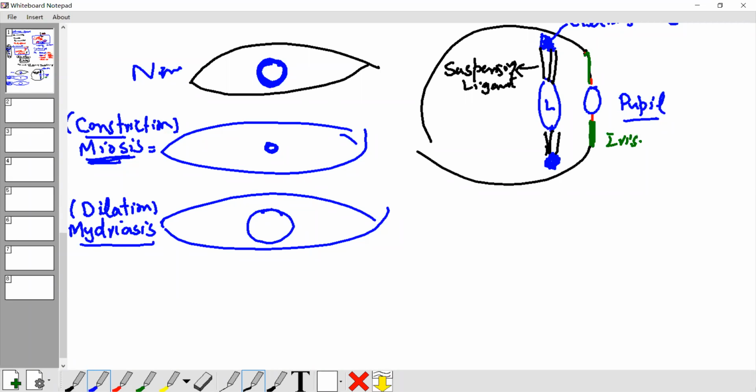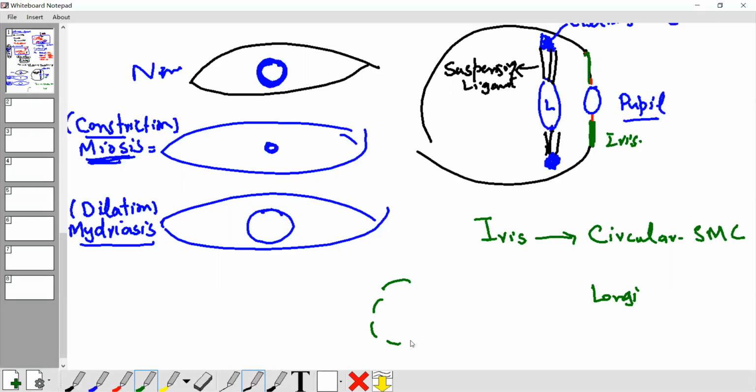dilation. How does this happen? Just because of the iris. There is a hole in the iris here. The iris has two types of muscle. Number one, circular smooth muscle. Number two, longitudinal. Some muscles are arranged like this, longitudinal, and a few muscles are arranged like this.